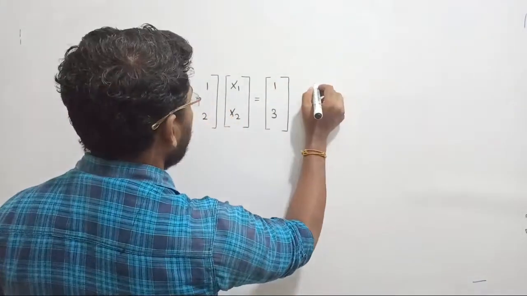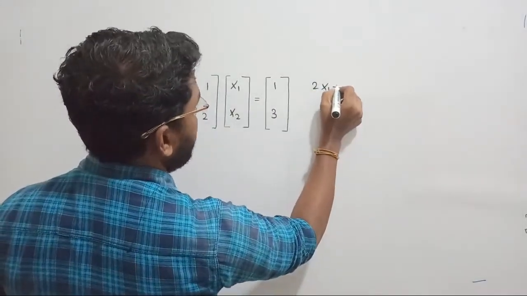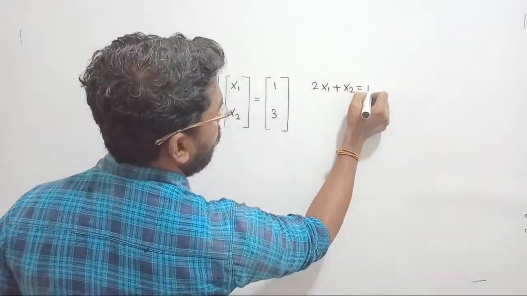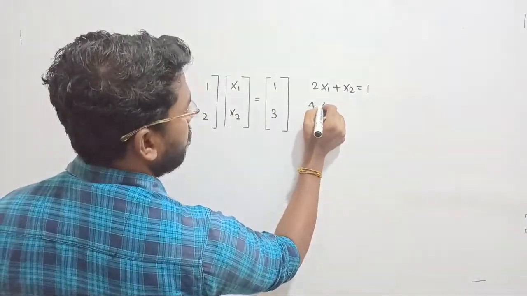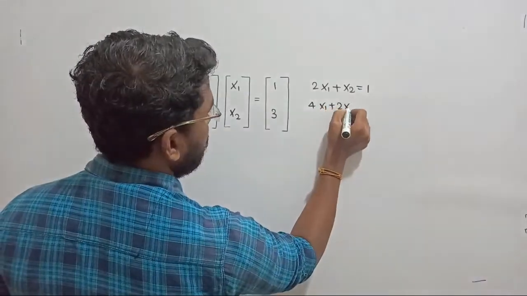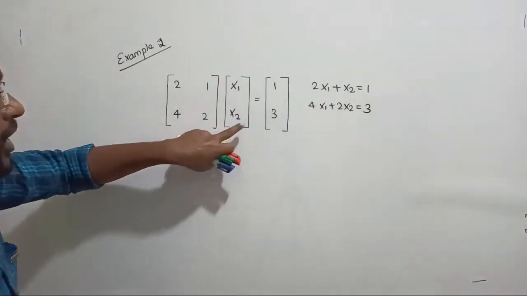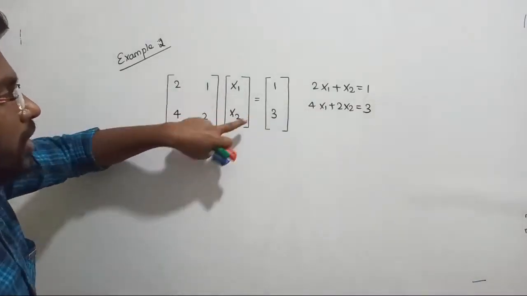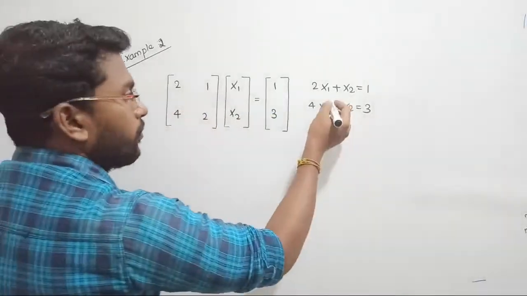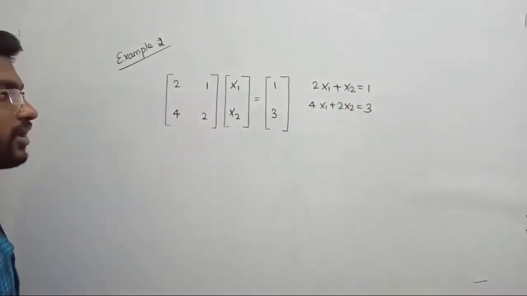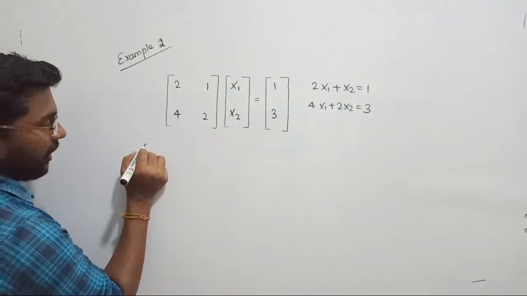Actually, the equation can now be written as 2 times x1 plus x2 equal to 1 and 4 times x1 plus 2 times x2 equal to 3. Is it correct? 4 into x1 plus 2 into x2 equal to 3, and 2 into x1 plus 1 into x2 equal to 1. That is also correct. So from here we are writing it in matrix format. Clear? Fine.